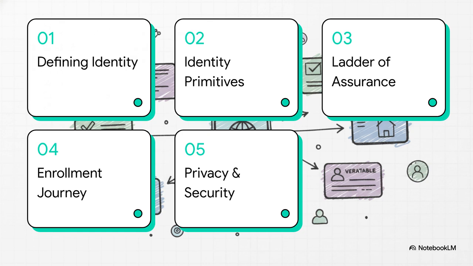Here is our blueprint for the explainer. First, defining digital identity. Second, core identity primitives. Third, the ladder of assurance. Fourth, enrollment and action binding. And finally, balancing privacy and security.